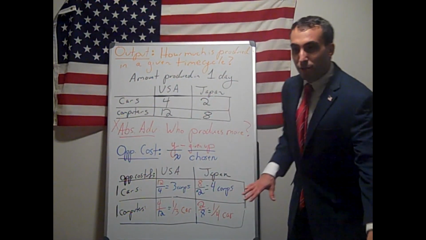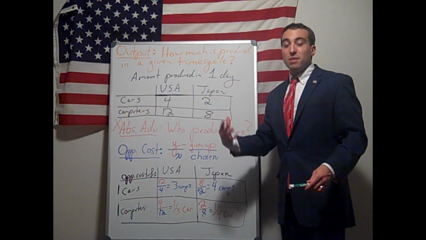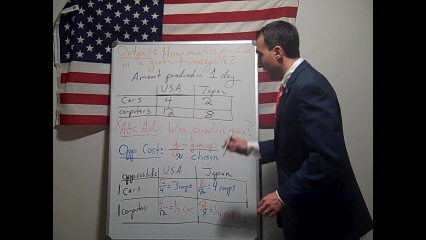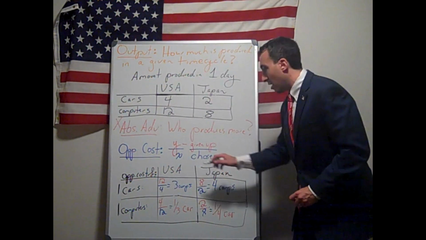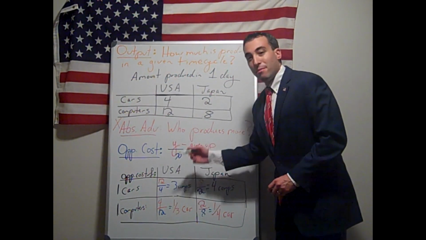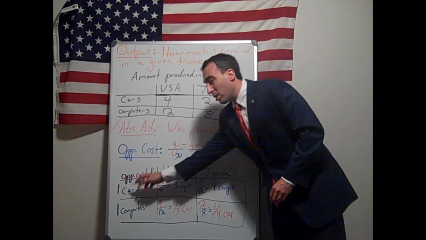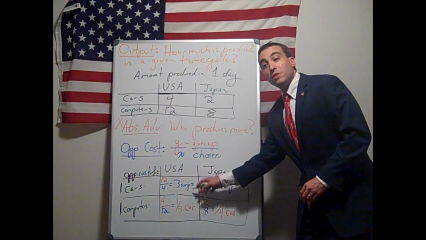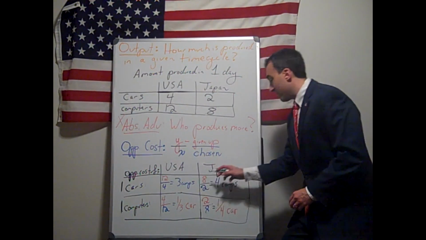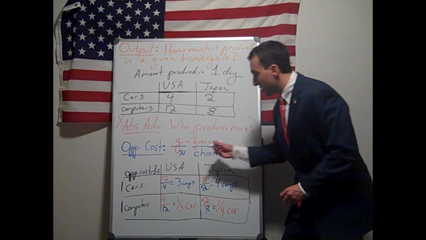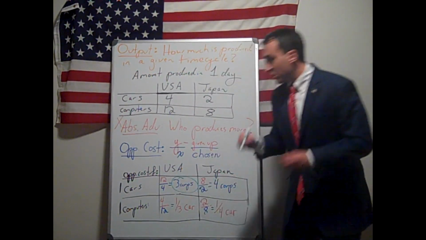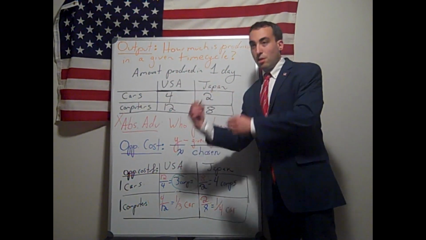From this chart, we can now compare comparative advantage, who has the lesser opportunity cost. So for cars, America has the comparative advantage of making cars because to make one car, we sacrifice 3 computers. Compared to Japan, when they make one car, they are sacrificing 4 computers. So America has the comparative advantage, and we should specialize in making cars.